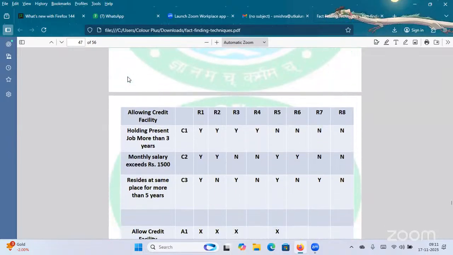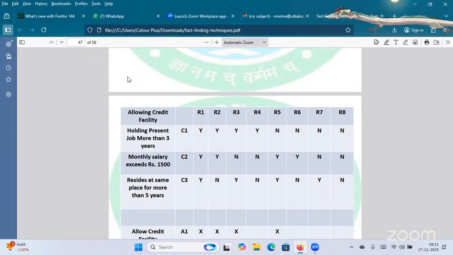C. Allowing credit facility: rule 1, rule 2, rule 3, rule 4, rule 5, rule 6, rule 7, rule 8. Holding present job for more than 3 years. Then rule 1, condition 1, it fulfills condition 1. Rule 1, yes. Rule 2, yes. Rule 3, yes. Rule 4, yes. Then rule 5, rule 6, rule 7, rule 8, no.